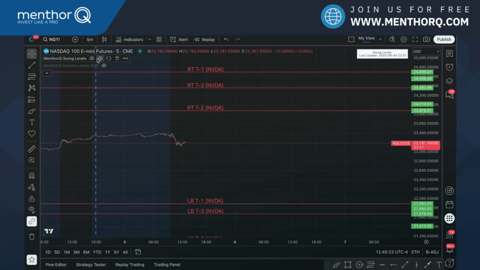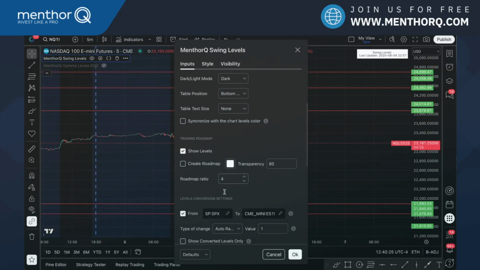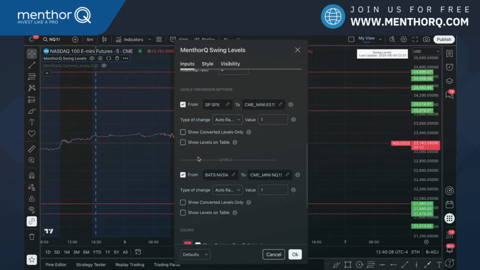The indicator is very flexible. You can do that on any other assets. Today we had Palantir reporting. We could convert that to NQ. We could convert that to another index, and so on.